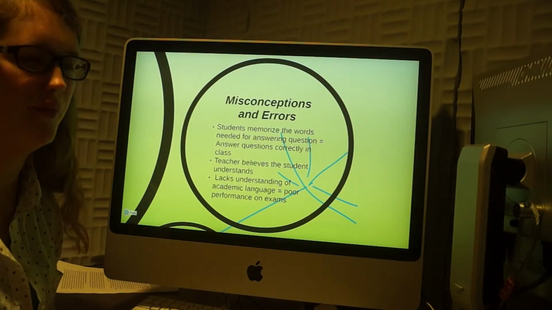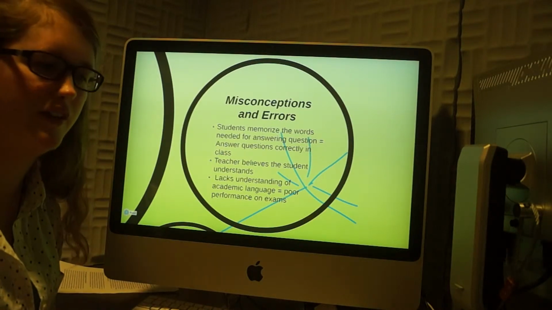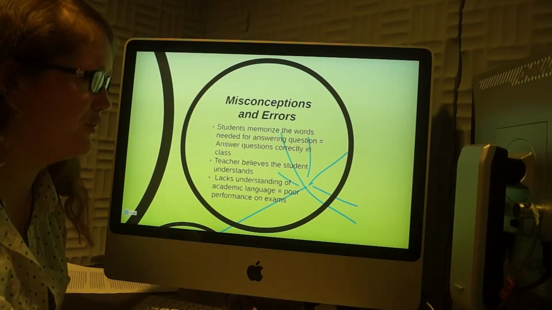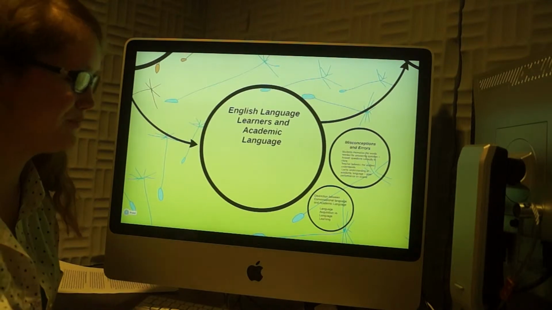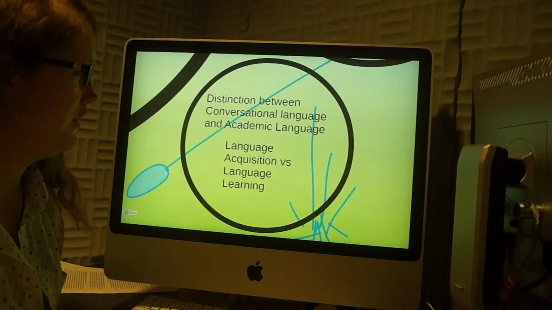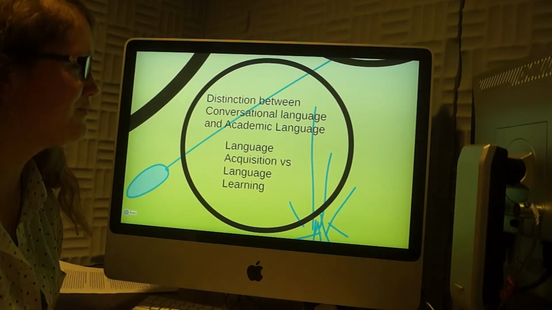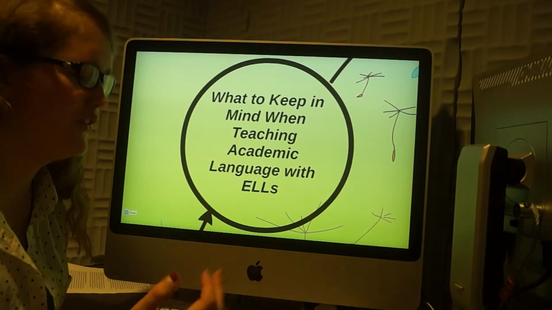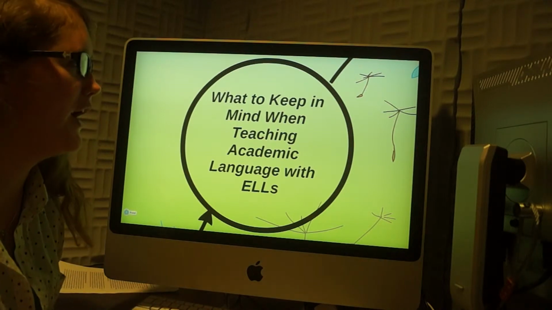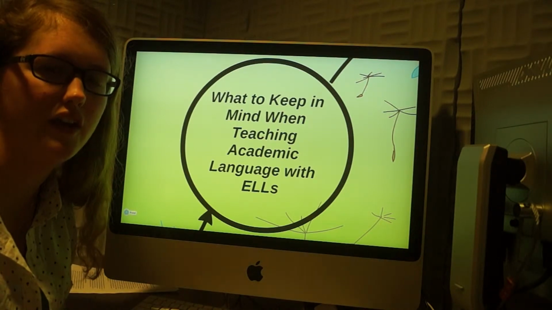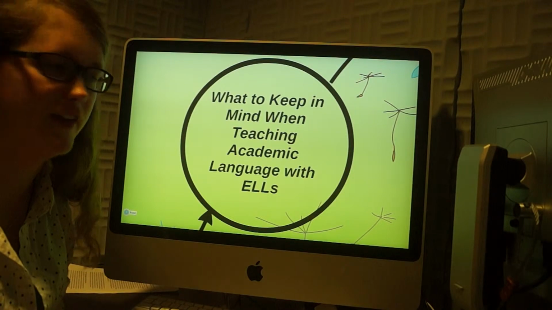There's frustration both ways. So this is why we're addressing this, because we don't want them to have these kinds of troubles. So I talked about this a little earlier. Now these are some strategies to keep in mind when we're working with English language learners in regards to academic language.